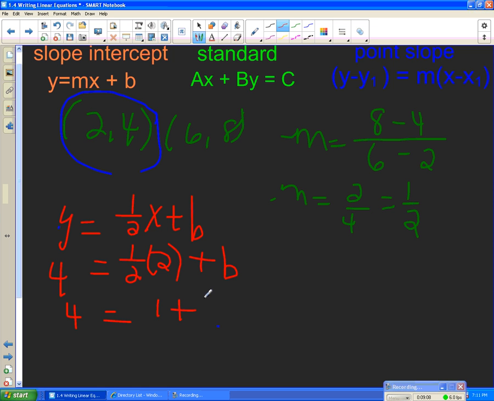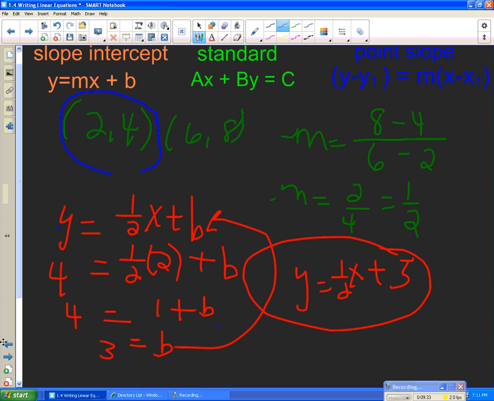And so I subtract 1 from both sides, and I find out that b is 3. Now once I have my y-intercept, all I have to do is go back and plug it in here, and I'll have my answer. So my answer would be y equals 1/2 x plus 3, which was the same thing that we got a while ago. So there's 2 different ways to write your equation.